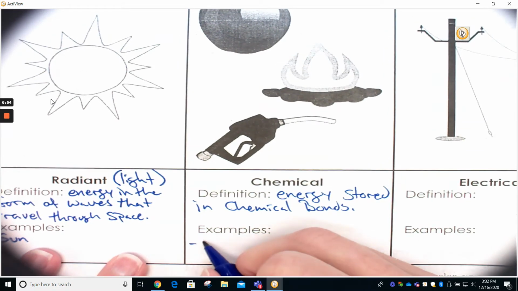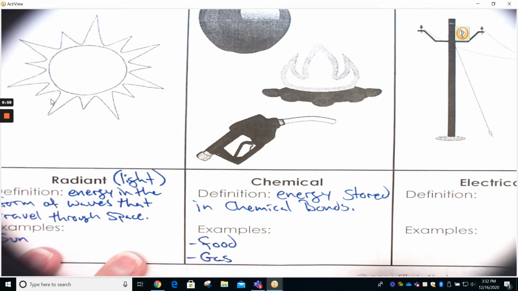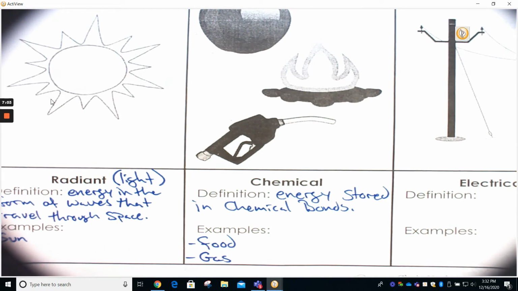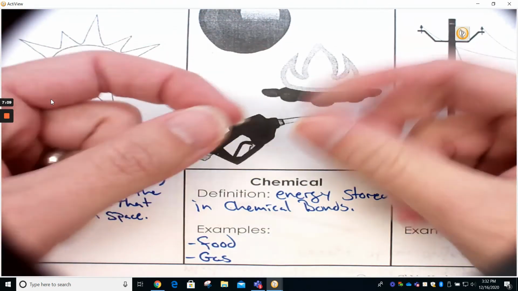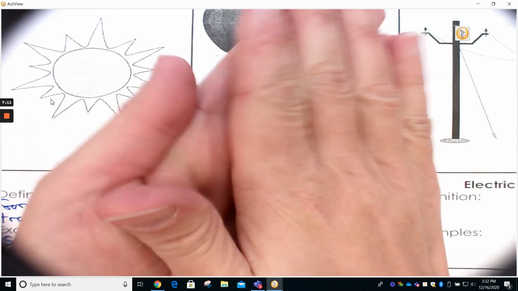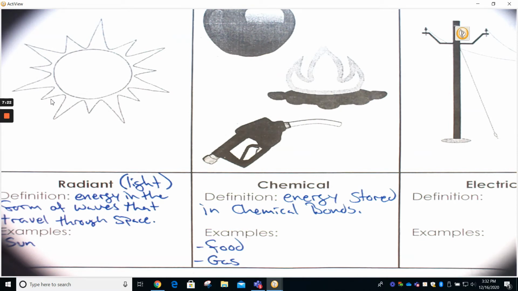So we can put food, gas. We could put a whole bunch of stuff down here. A battery. Batteries have chemical energy. Have you ever used those little hand warmer things? If it's cold outside, you get that little baggie and you kind of shake it up and it gets hot and you put it in your pocket and kind of hold it and it keeps your hands warm. Have y'all ever seen those? Well, those are a good example of chemical energy too. That's energy stored in the bonds. So any of these things you can write down for examples. They're really good examples, okay?